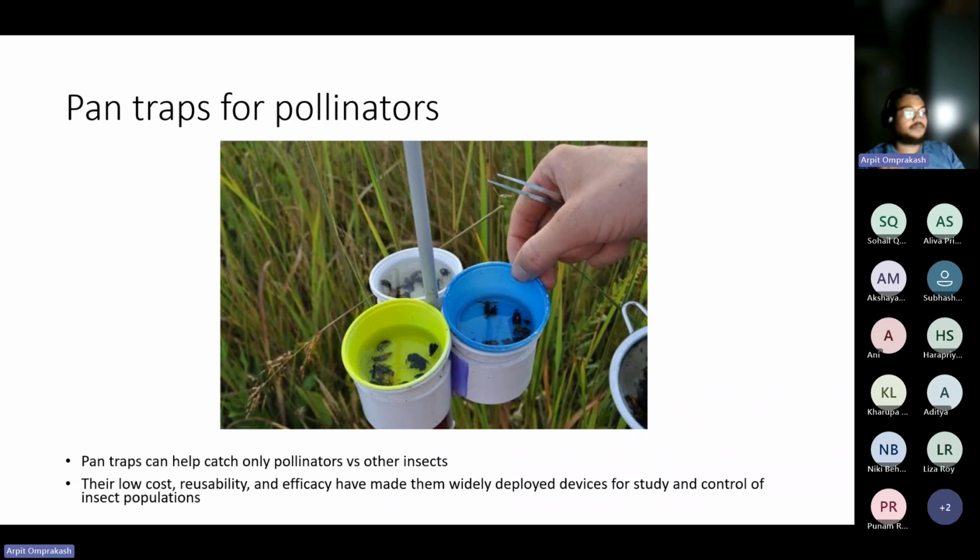The other thing is that because they are very low cost, it's just a paper cup, they are very reusable. You can just wash the cup and use it again. And they are very effective. As you can see, there are a lot of bees that have been caught in this trap. So these are very widely deployed and very important methods of studying insect populations.